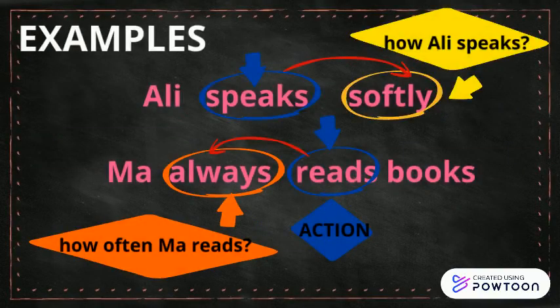The blue color shows actions. The yellow color shows adverb of manner, as in how Ali speaks. And the orange color shows adverb of frequency, as in how many times Ma reads books.